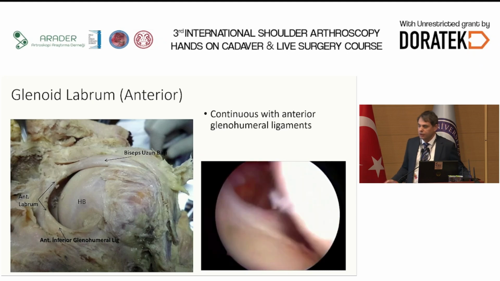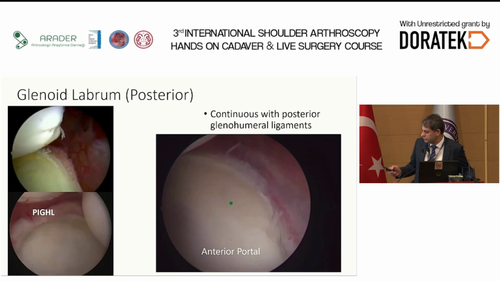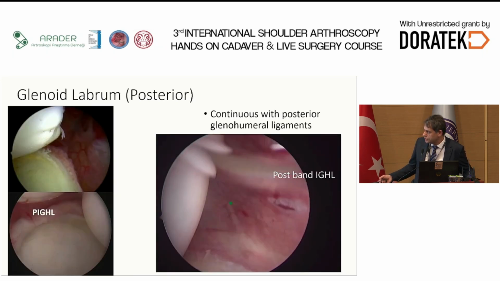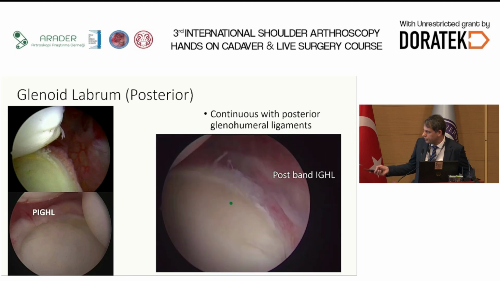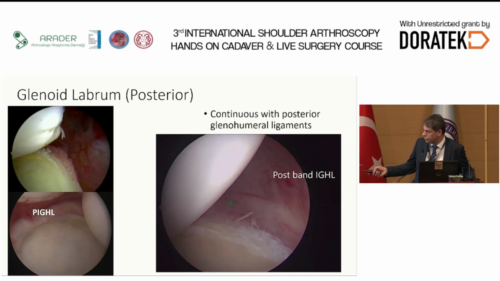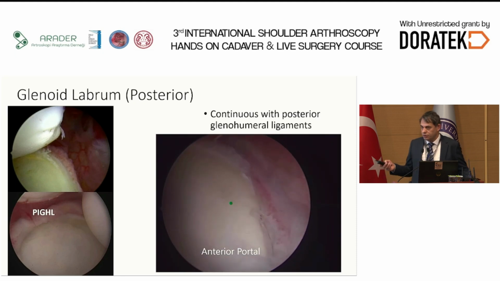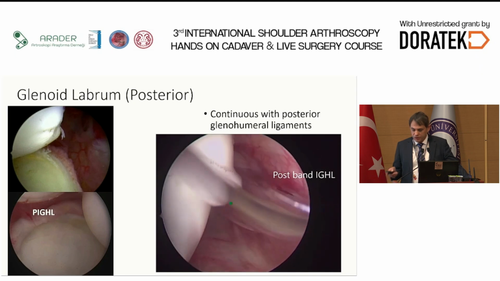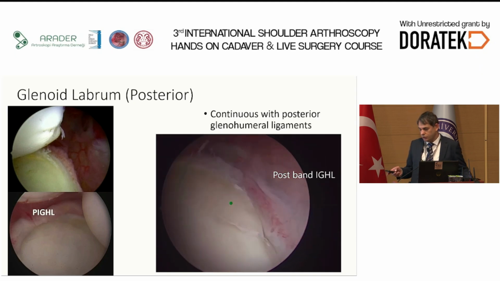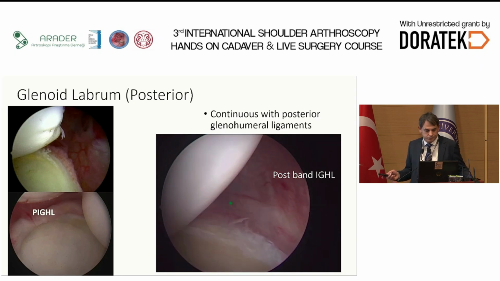It's very important. You see its relation with the labrum. If you have a labrum tear, this will get lax, so it causes repeated instability. This is the posterior side, and on the posterior side we have the posterior band of the inferior glenohumeral ligament that sits here. So labrum tears of the posterior side are the avulsion of the posterior bundle of the inferior glenohumeral ligament.